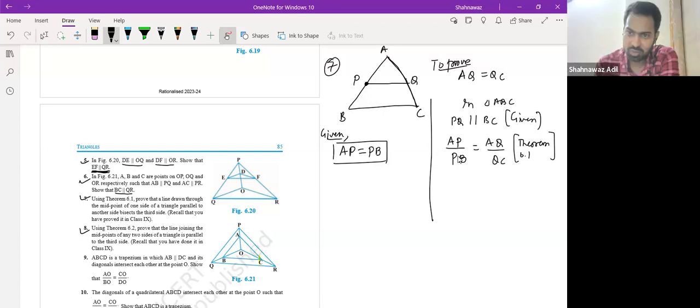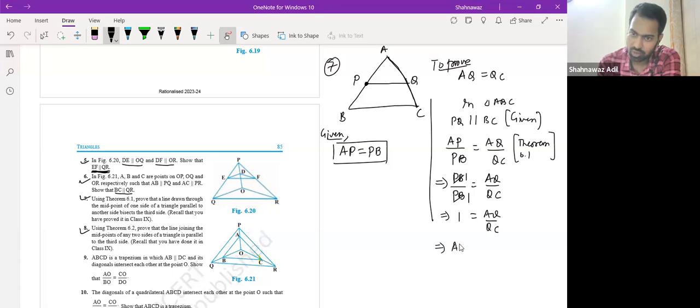So we know AP equals PB. So we can change any of the values. We can write PB in place of AP or AP in place of PB, whichever way you want to write. So we can write this as PB by PB equals AQ by QC. PB cancels and we have 1. So 1 equals AQ by QC. So this goes over here, and AQ equals QC. So proved. Any doubt in this question, guys?